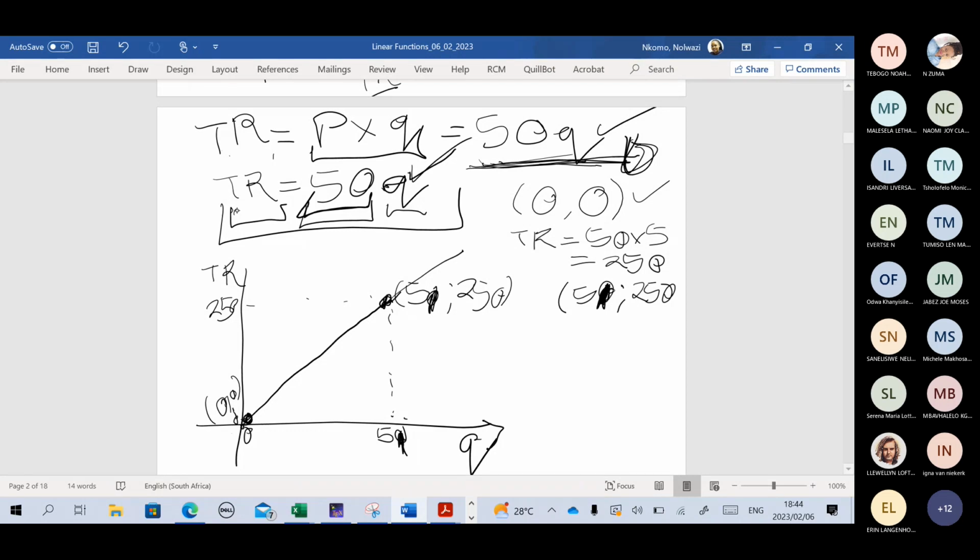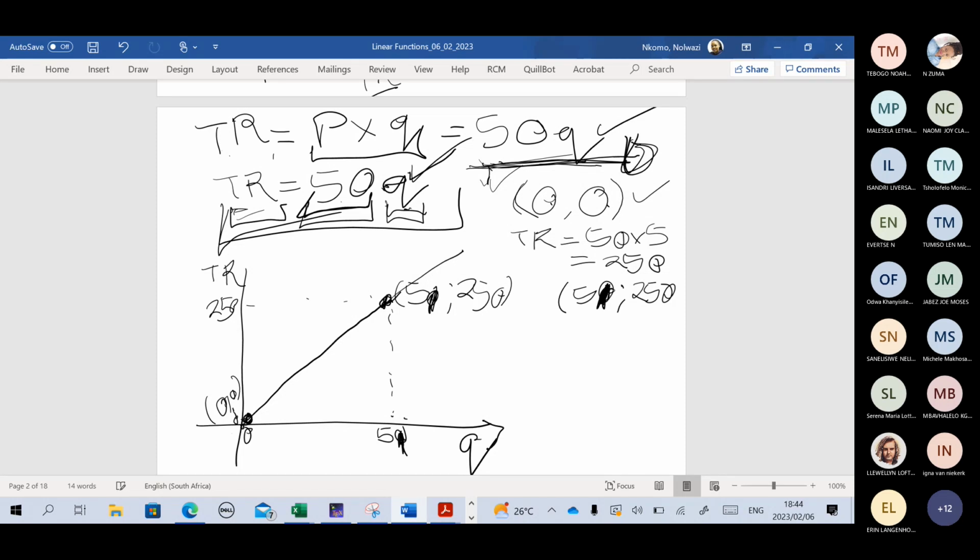Okay, so we have our total revenue as 50Q. And then I said, if we are asked to plot a function of this total revenue, which is a linear function, then you need to find 2 points, right? You first find the vertical intercept, which you will obtain by letting the quantity be 0. And if we let our quantity, which is Q, be 0, we substitute Q here, that means our total revenue is 0 too. So we have (0, 0).